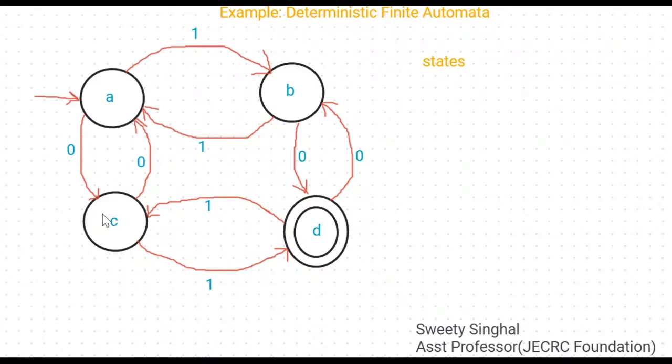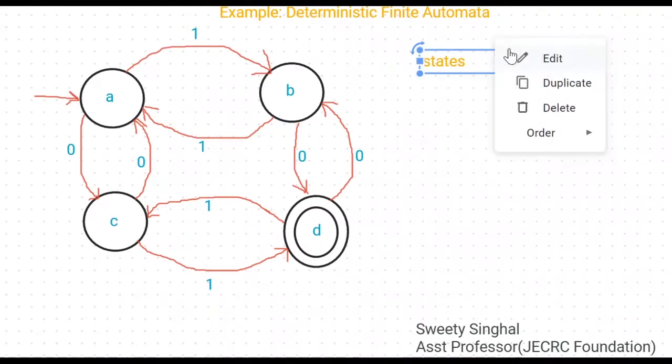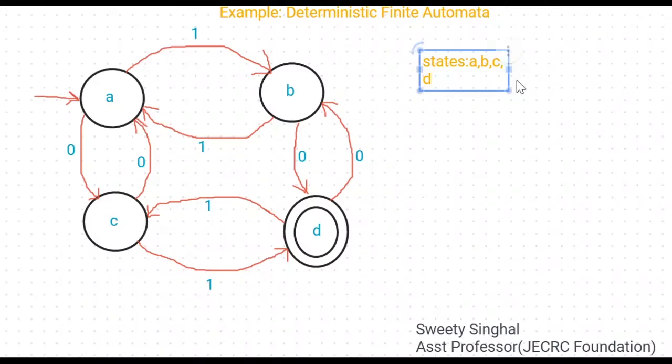The first thing to know about the diagram is state. Here the circles labeled A, B, C, D are known as states. So what are our states? It's A, B, C and D.